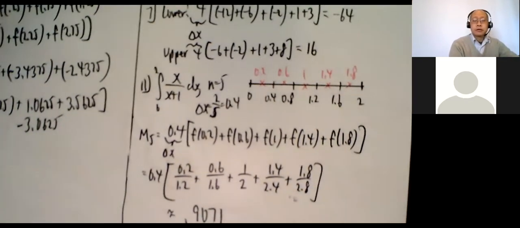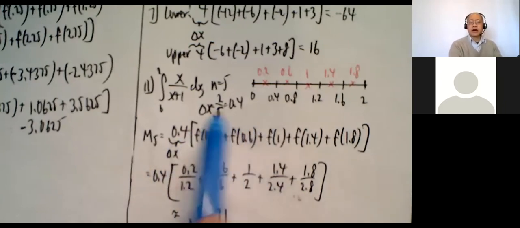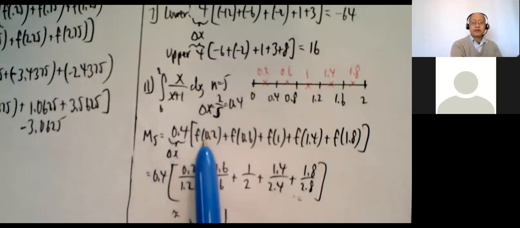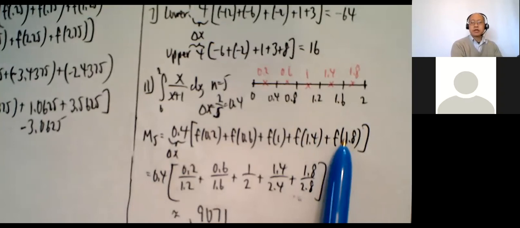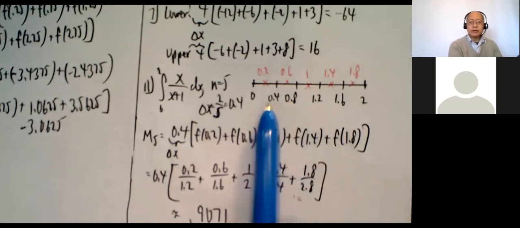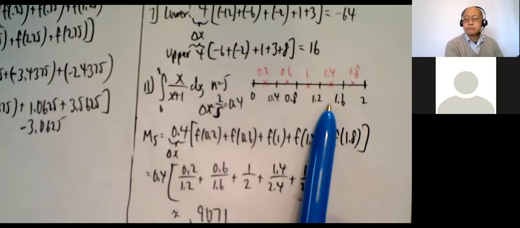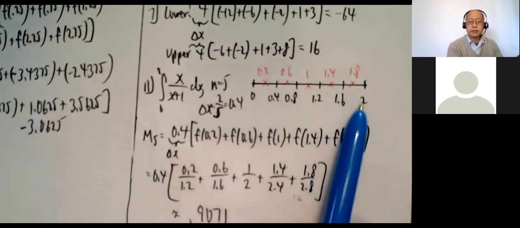All right. So my M5 is delta x. Remember, you're doing base times height, base times height, base times height, base times height, base times height. All the bases are the same, 0.4. So you factor it out and just get all the heights. How do I find the heights? It's the function values at the midpoints. So 0.4 times f of 0.2 plus f of 0.6 plus f of 1 plus f of 1.4 plus f of 1.8. If they ask for the left endpoints, I would pick 0, 0.4, 0.8, 1.2, 1.6. If they said pick the right endpoints, 0.4, 0.8, 1.2, 1.6, 2.